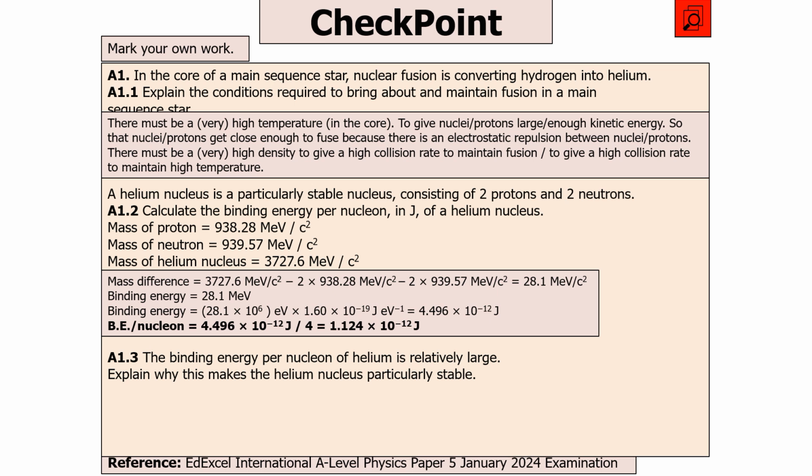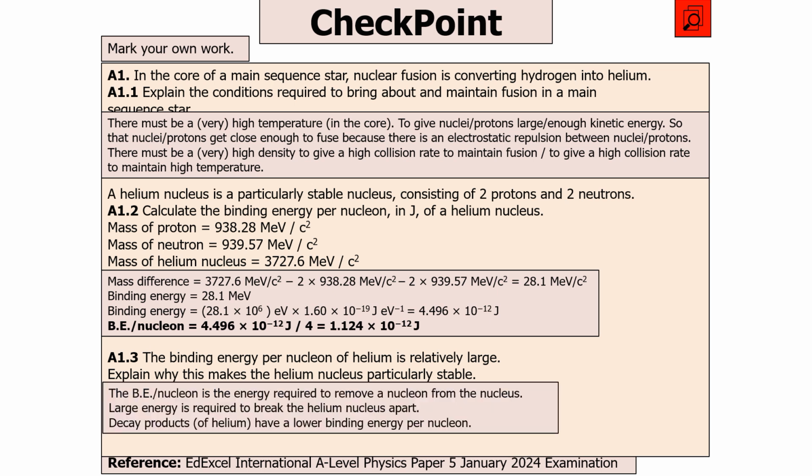So divided by the number of nucleons that are in the helium, 4, it's 1.124 times 10 to the minus 12 joules. Now the large binding energy per nucleon means that the energy required to remove one nucleon from the nucleus is very large, so very large energies are needed to break apart this helium nucleus, so therefore it's very stable. Now the decay products have a lower binding energy per nucleon, which means that they're less stable because you need less energy to separate them apart.